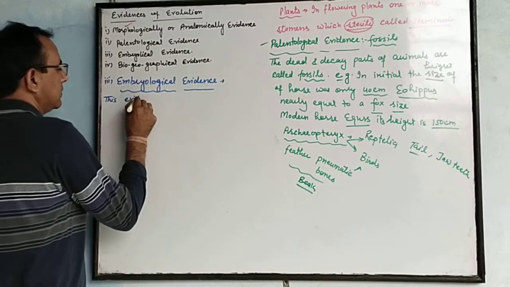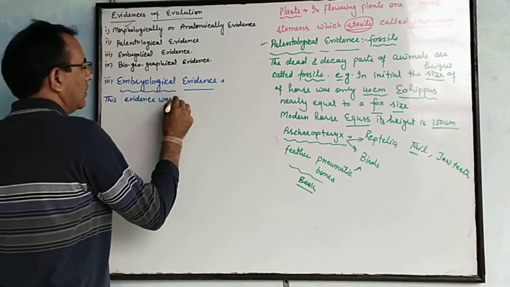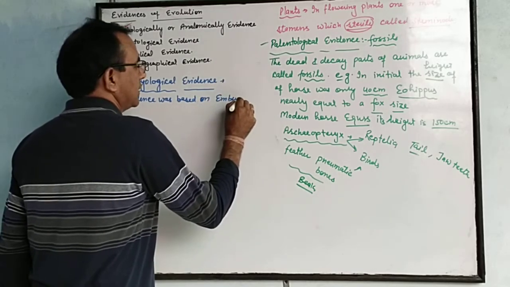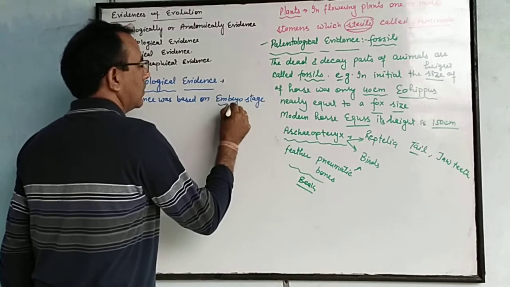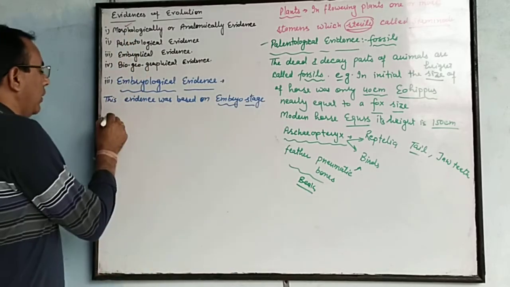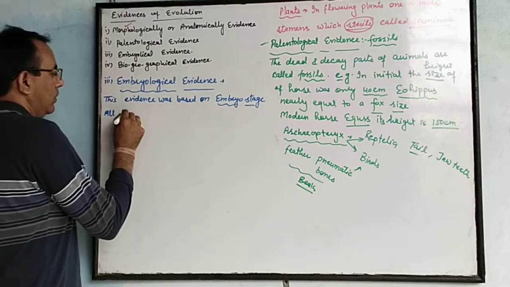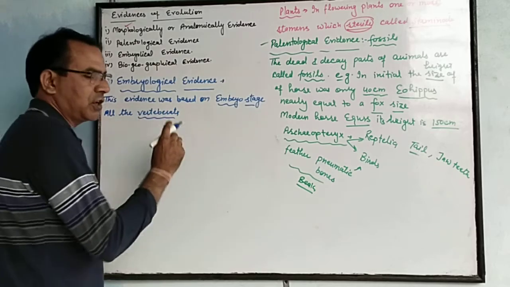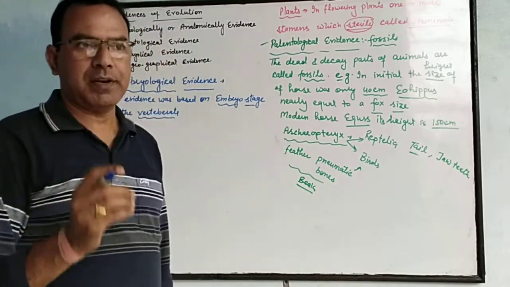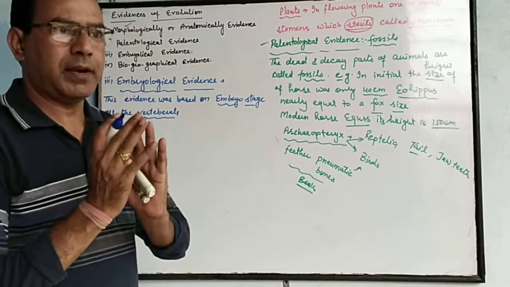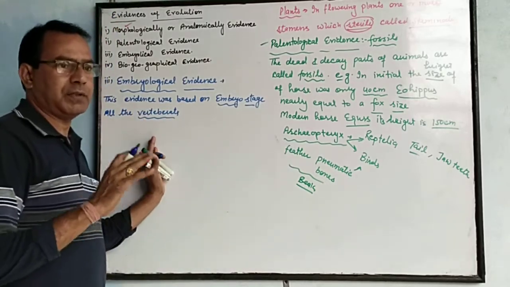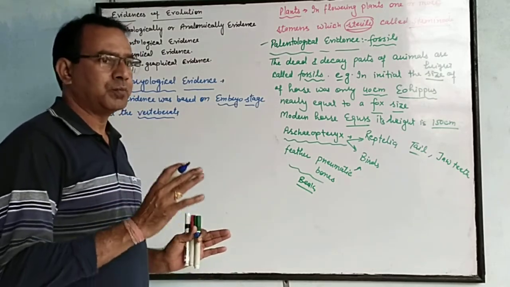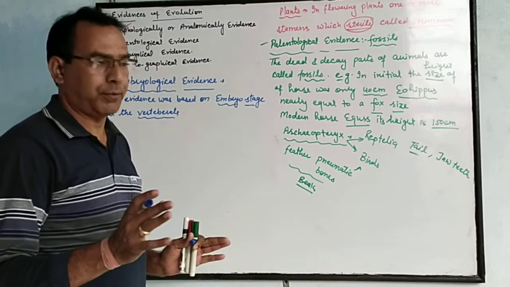This evidence was based on the embryo stage. In the embryo stage, all the vertebrata, which contain Pisces, amphibian, reptilia, apes and mammalia, start with the fusion of male gamete with female gamete, from zygote to blastomere to gastrula, and after that the embryo.